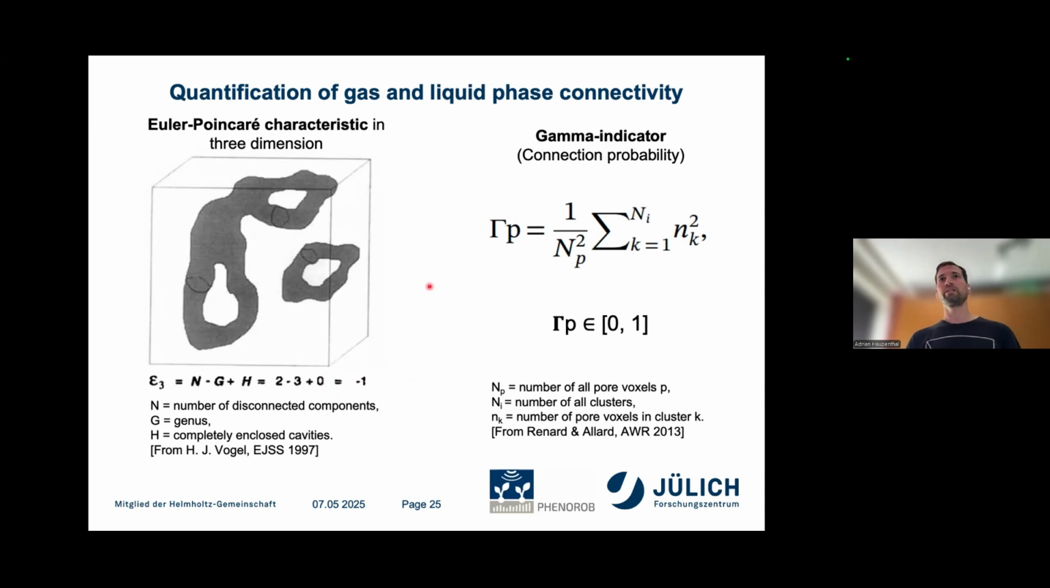The other metric is the gamma indicator, a connection probability. It is the probability of two voxels belonging to the same cluster. It ranges from 0 to 1, where values close to 0 mean a bad connectivity, a low probability to find connectivity, and values close to 1 mean a high probability to find connectivity.